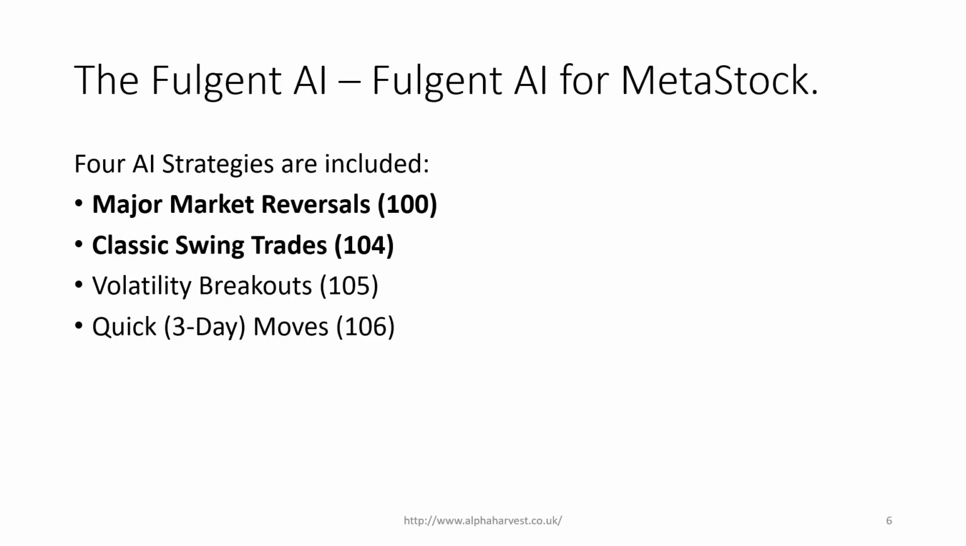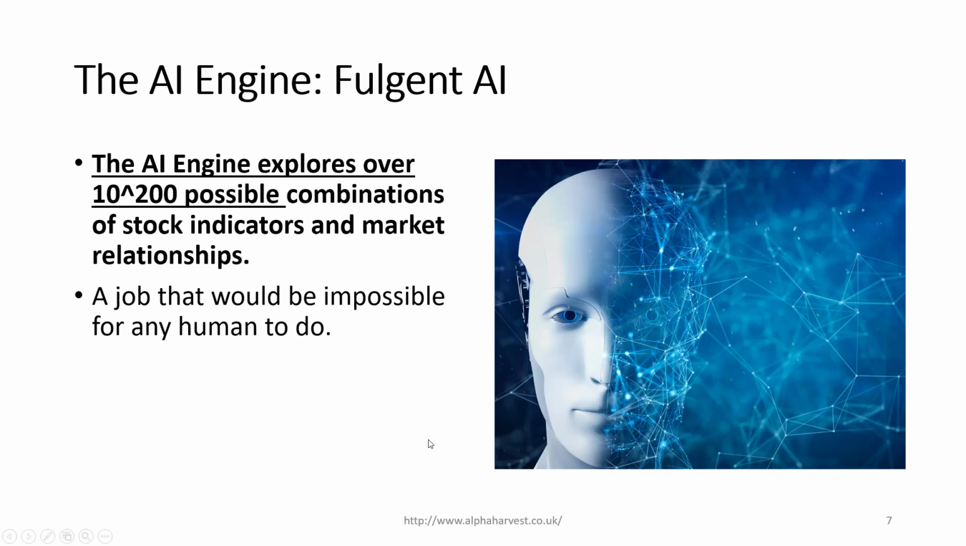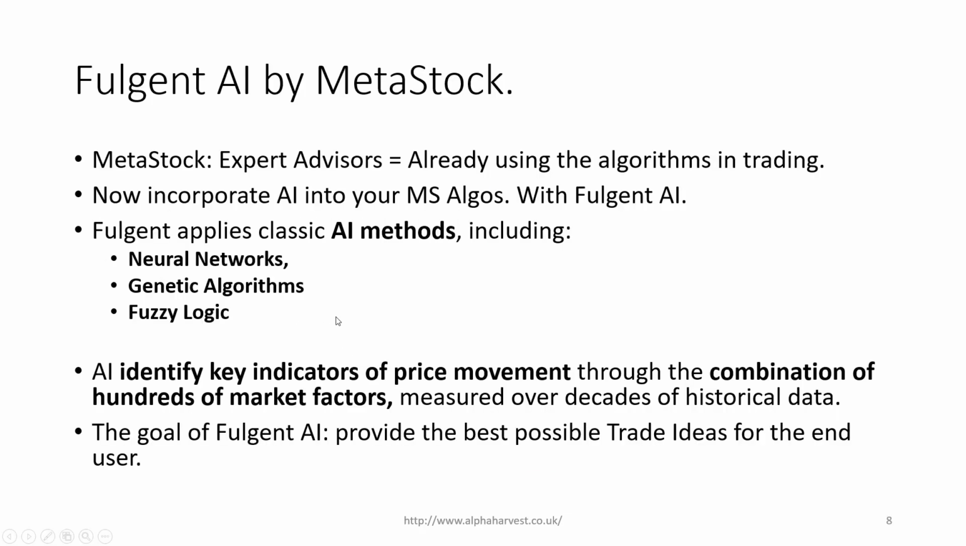It's part of a library of 4 AI strategies that sits on the Metastock platform, and it's provided by Fulgent AI. Now, just the tip of the iceberg explanation of what this AI strategy is. The AI explores 10 to the power of 200 possible different combinations of stock market indicators and market relationships. So you can see it's a tremendous amount of computing power. We use genetic algorithms, among other things, neural networks and fuzzy logic.